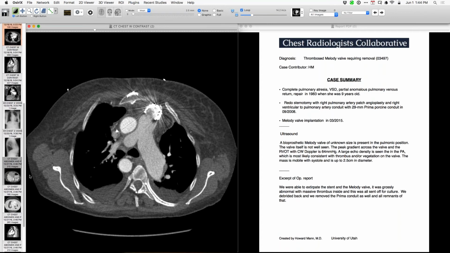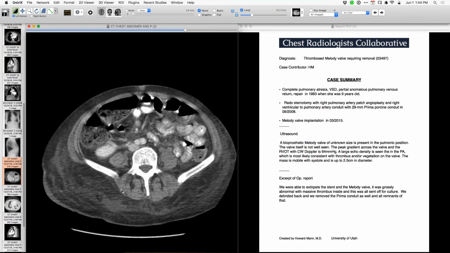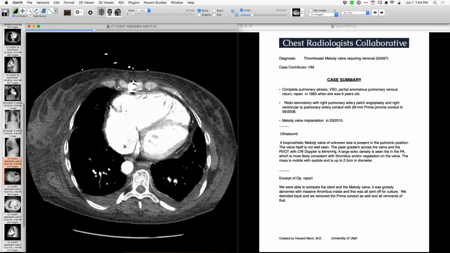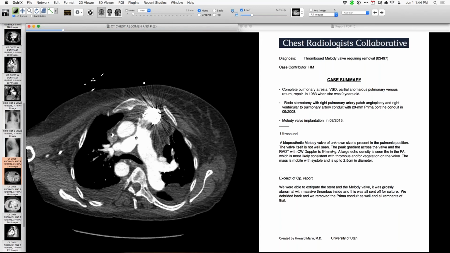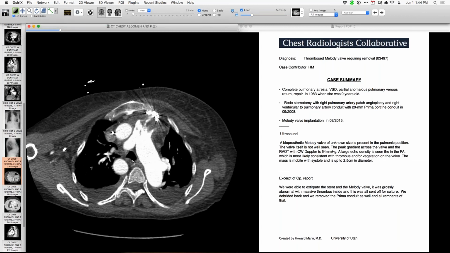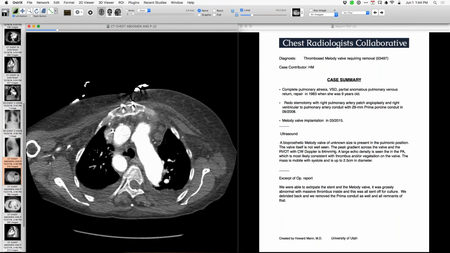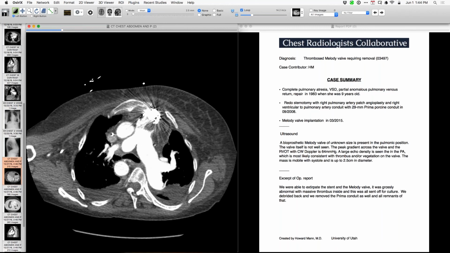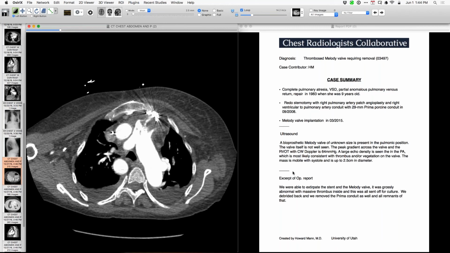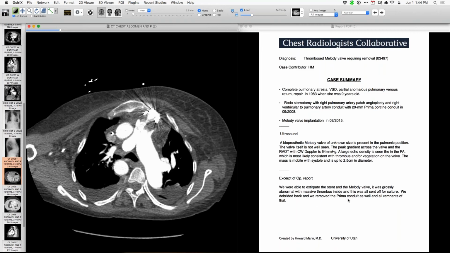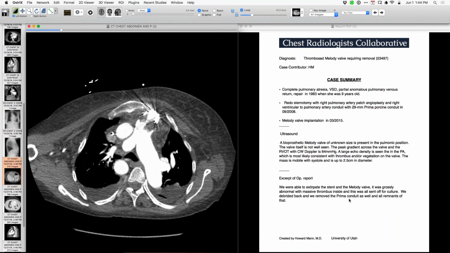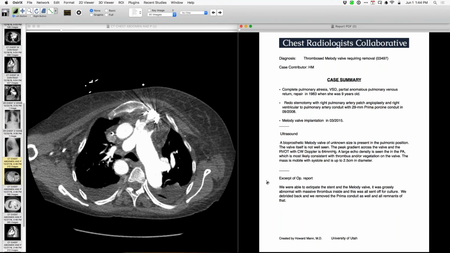Let me show you another CT, if I have it, of the same finding in relation to that portion of the valve. Change that, and you can see it's actually pretty extensive, isn't it, in relation to that valve. As you can see here, they had to operate on this patient. They were able to extirpate the stent in the valve, grossly abnormal with massive thrombus inside. They removed the conduit that was there as well, which I can't see. And let's see if there's anything else. Maybe that's all I have.